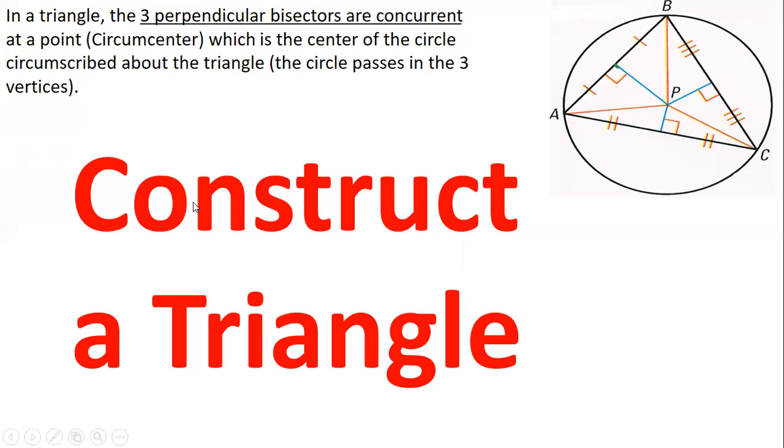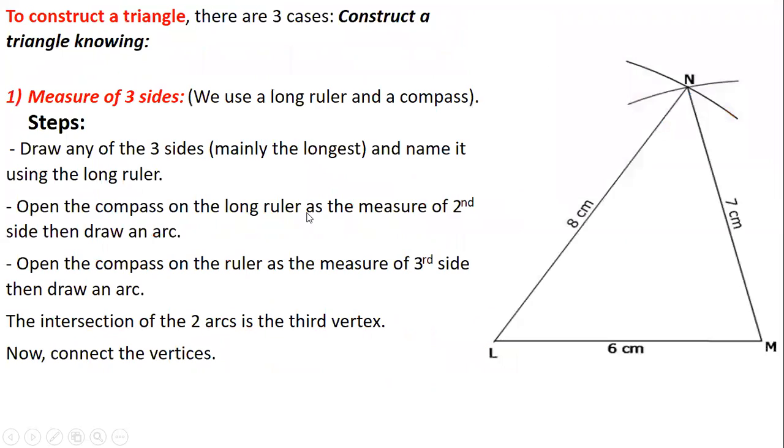Now, how can we construct a triangle? To construct a triangle, there are 3 cases. And in each case, we have a special given. According to the given, I choose the way of construction. Construction number 1, we will construct a triangle knowing the measure of 3 sides. So in this construction, I will give you the measure of the 3 sides in a triangle and you will construct.